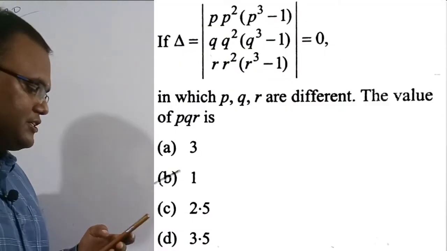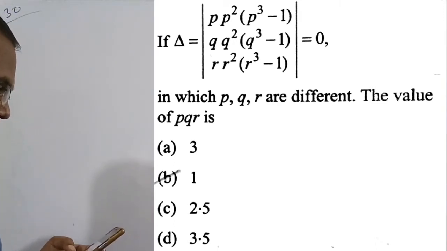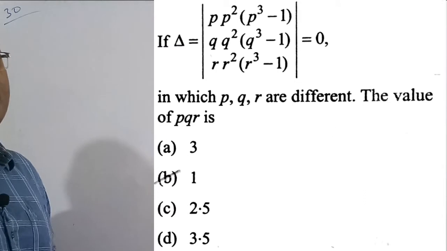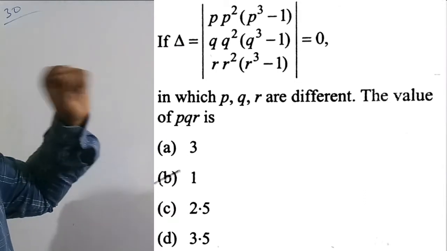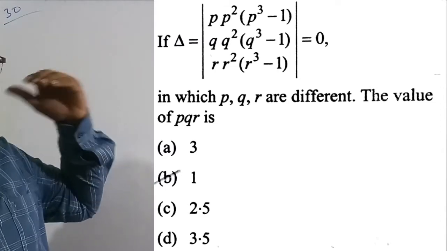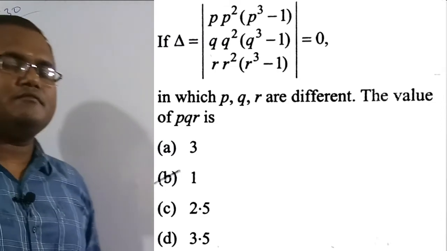Now this is the last question of this lecture. See the question here. If delta, the bracket value, is equal to 0, and P, Q are different, then find the value of PQR. This is the determinant of a matrix they have given. If it is equal to 0, and P, Q are distinct numbers, not equal, then what is the product PQR? We need to figure that out.